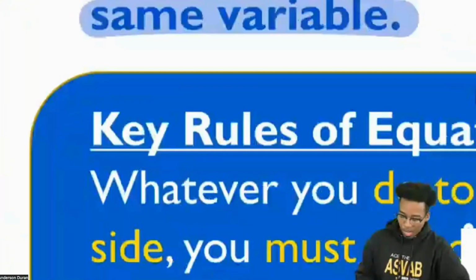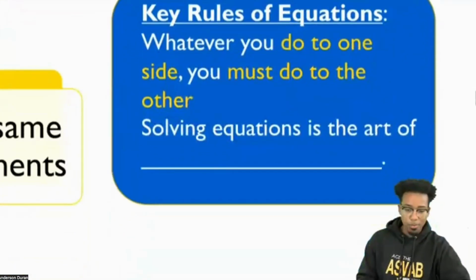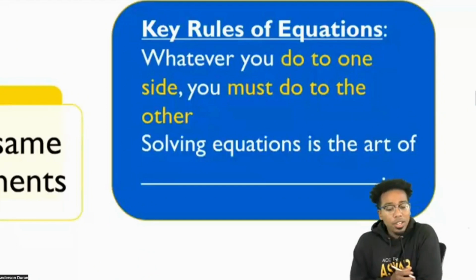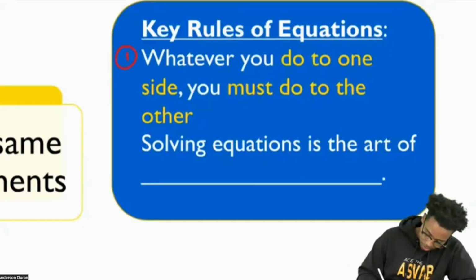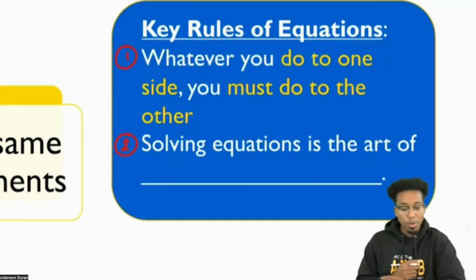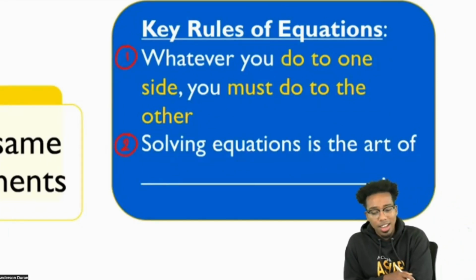But there's a big idea that we really need to drive home before we get started. The key rules of solving equations, everybody. Number one, whatever you do to one side, you must do to the other. Whatever you do to one side, you must do to the other. Please write that down. I will be quizzing you on that all day long.